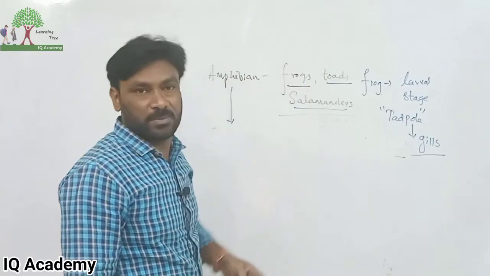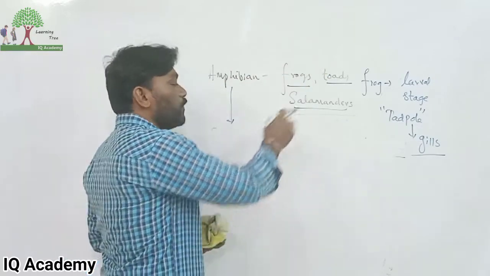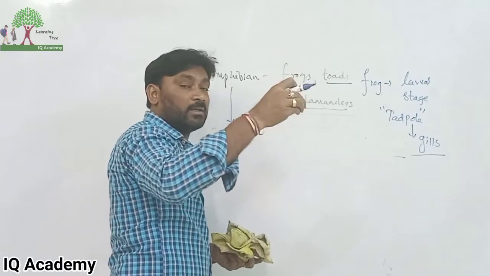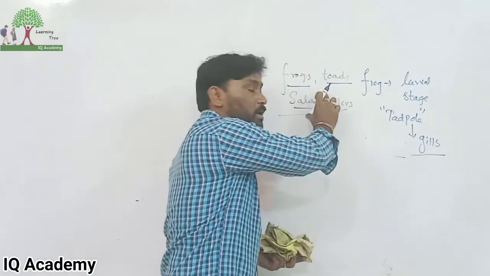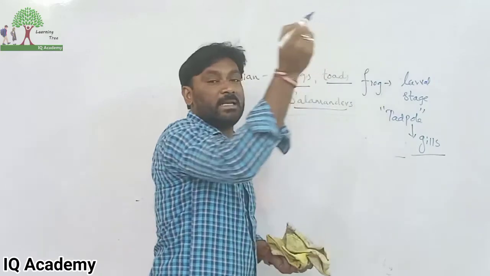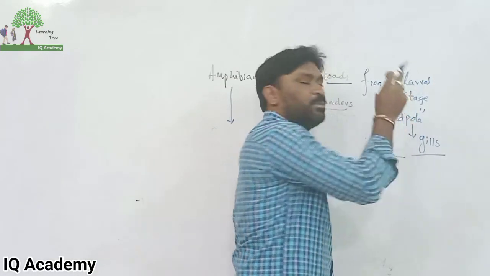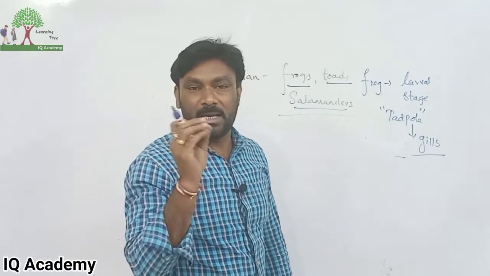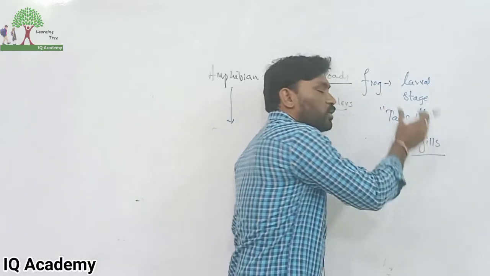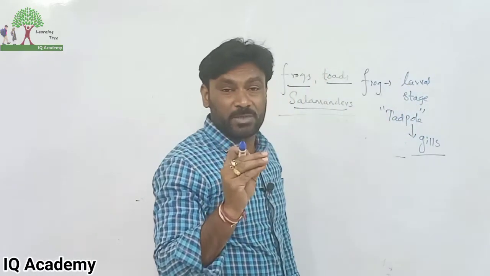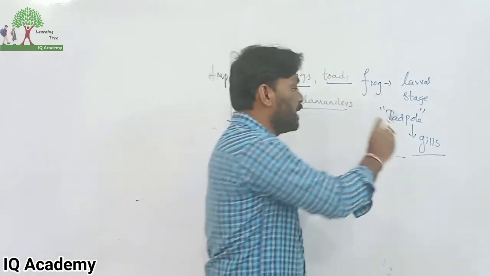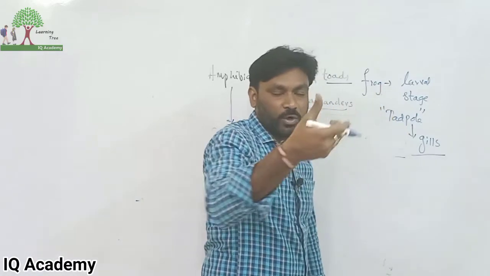Salamander is a fish. The fish which can live in water as well as on land, the only fish, is the salamander. And the larva of the frog is called a tadpole larva. When it is in larval stage, it respires through gills. Such respiration that takes place through gills is called branchial respiration, we know that one.